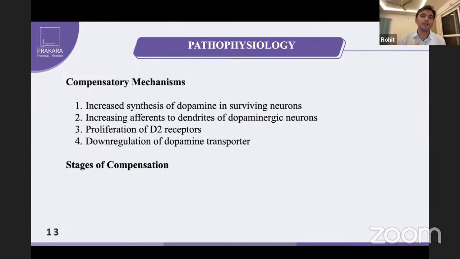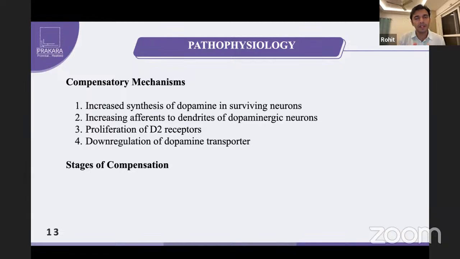So the beauty of the human body is that whenever there is a disease, the body tries to tackle it with some compensatory mechanisms. Similarly, in Parkinson disease also, there are certain compensatory mechanisms, like increased synthesis of dopamine in whatever neurons are surviving, and there can be increased afferents to dendrites of dopaminergic neurons, or proliferation of dopaminergic receptors, and sometimes downregulation of dopamine transporter, so that more dopamine is available at the nerve endings.